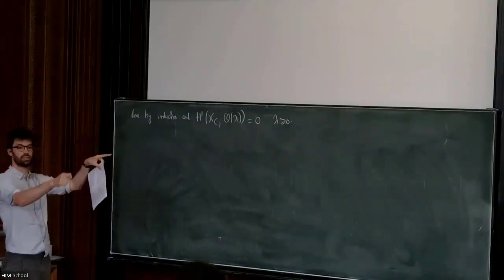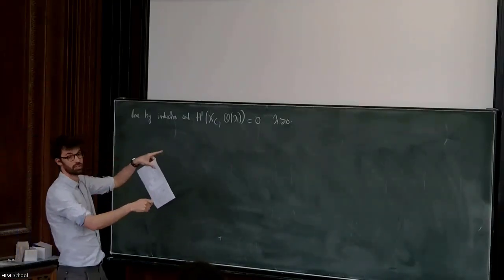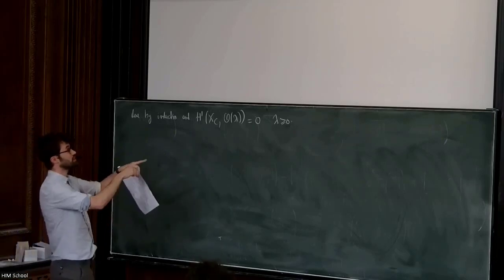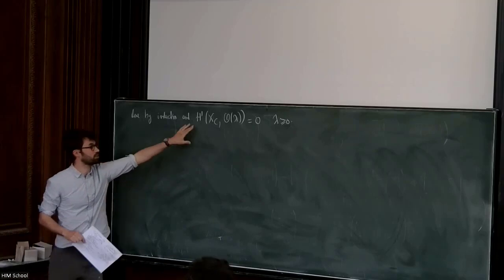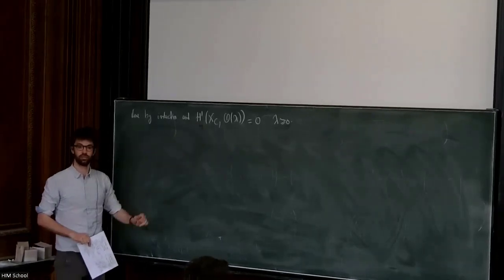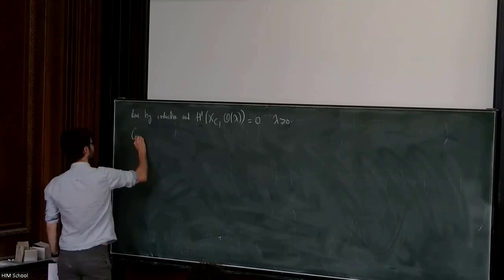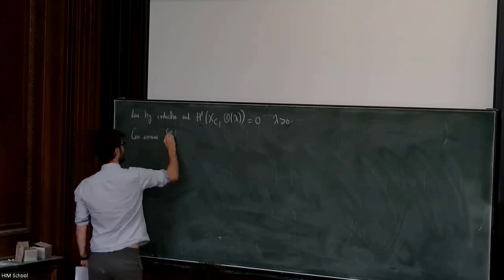So I can take the first piece and its quotient. They have different slopes. To both of them, I can apply my inductive hypothesis. And then the extension between them must split because of this vanishing of H1. So we can assume that E is semi-stable of some slope lambda.